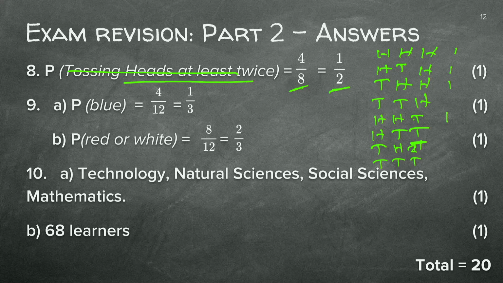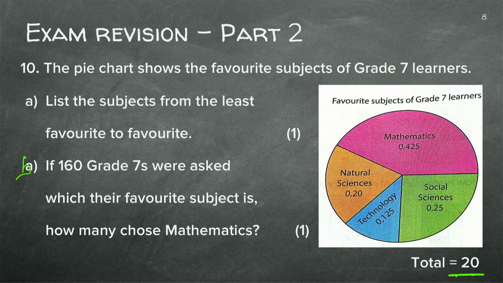Then this one, I'm not going to repeat because I hope you've managed to do this. Let's see the question. List the subjects from the least favorite to the favorite. Now, when we did it during the lesson, we did it the other way around. So I hope you read properly. The least favorite then was technology. Then we've got natural science, social sciences, and mathematics.